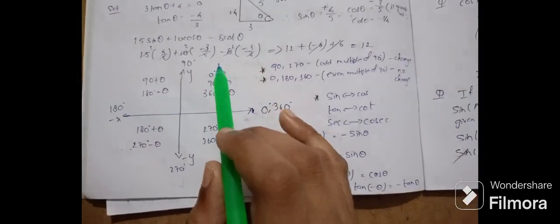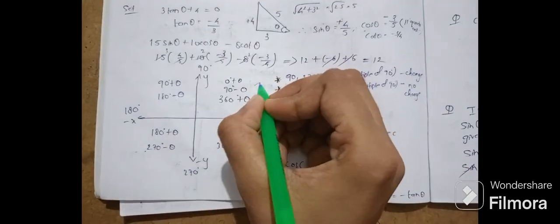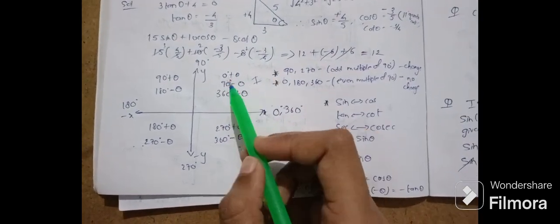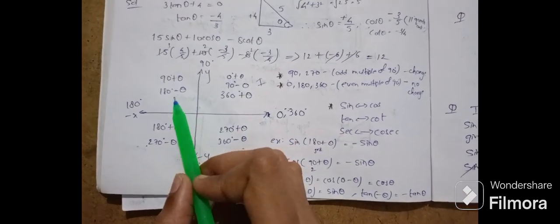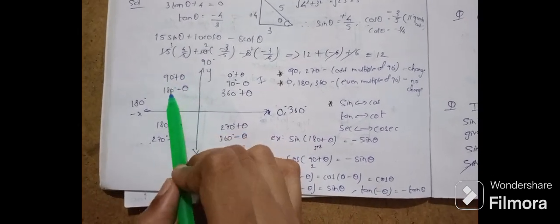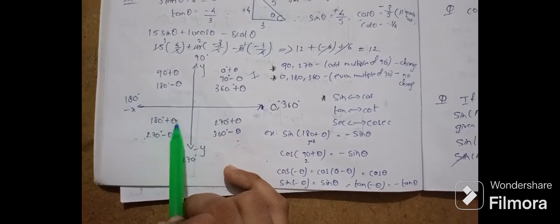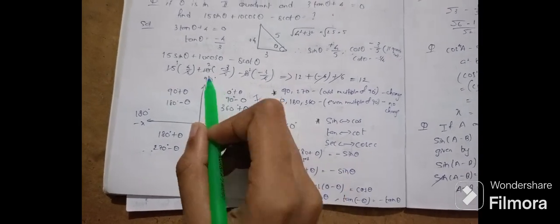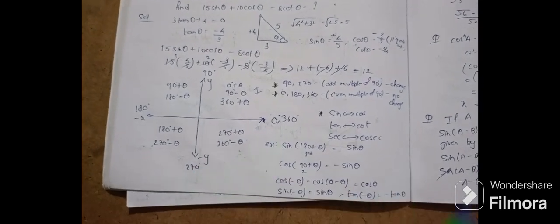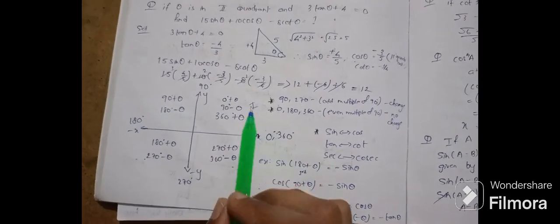Now let us go through these values in quadrants. In the first quadrant, there will be 0 degrees, 90 minus theta and 360 plus theta. In the second quadrant, there will be 90 plus theta and 180 minus theta. In the third quadrant, 180 plus theta, 270 minus theta. In the fourth quadrant, 270 plus theta, 360 degrees minus theta. These values are formed by taking the standard values 0, 90, 180, 270 and 360. So all these values get mixed up here, that is, these values and these quadrant values.